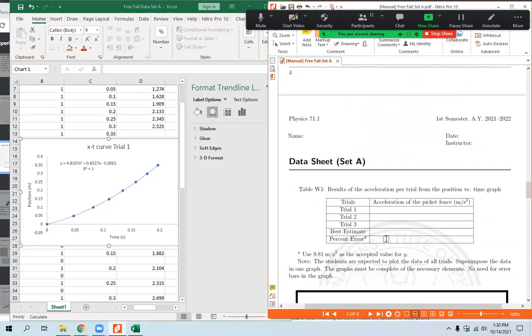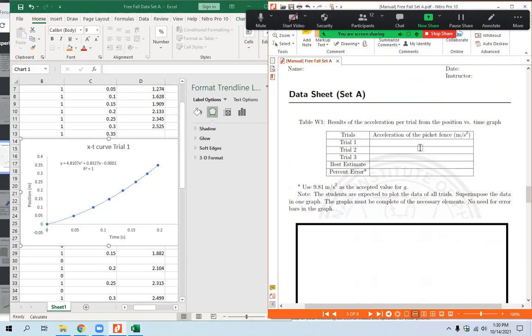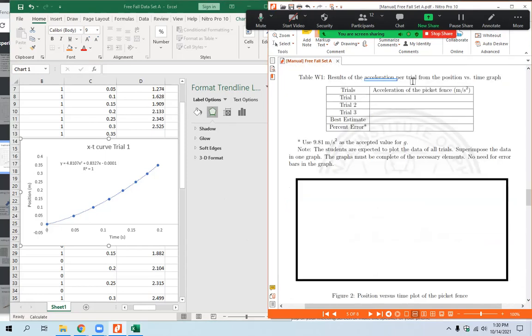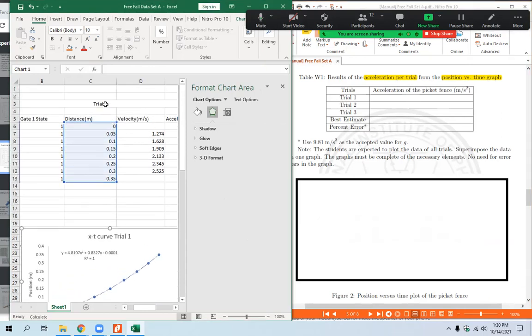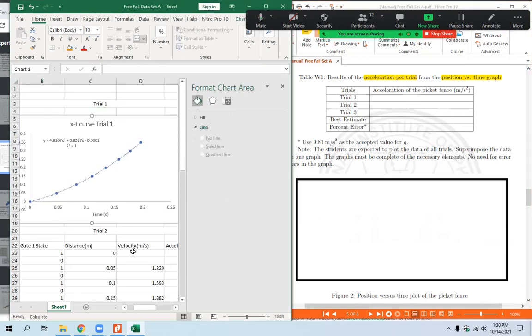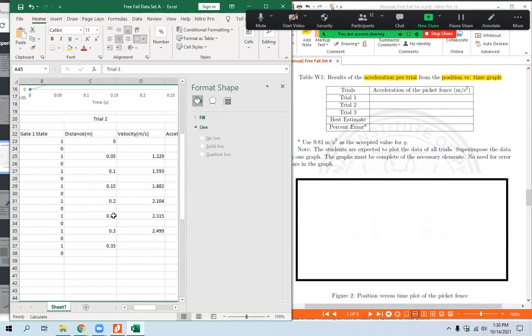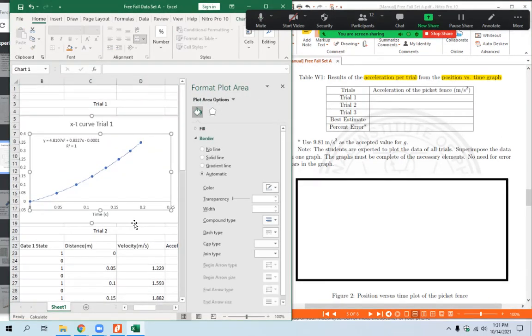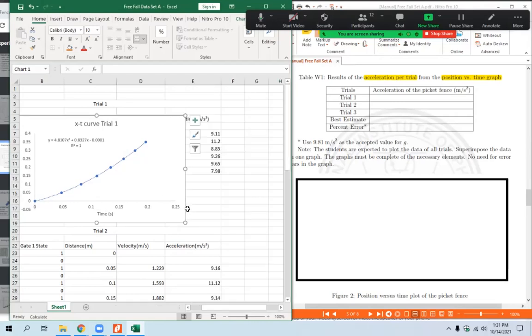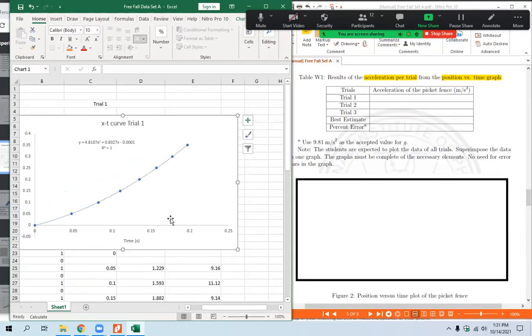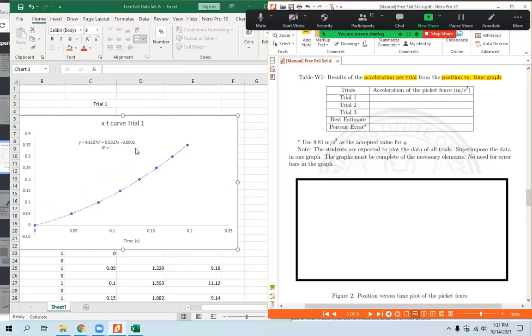So, punta na tayo sa data sheet. Ang data sheet natin ay results na acceleration per trial from the position versus time graph. So we have here trial 1, 2, 3. So itong trial 1, 2, 3 ay represented ng bawat isang section sa dataset niyo. Makita niyo na yan. How do I get the acceleration from the picket fence? I get my acceleration from my trend line equation.